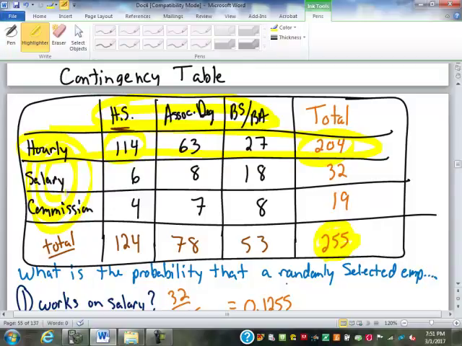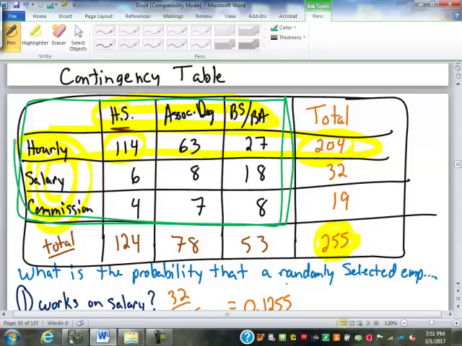So the big question is, you guys understand what this table means and how it's laid out? Of course, the table itself is that piece right there. And we added the total column and total rows onto it.